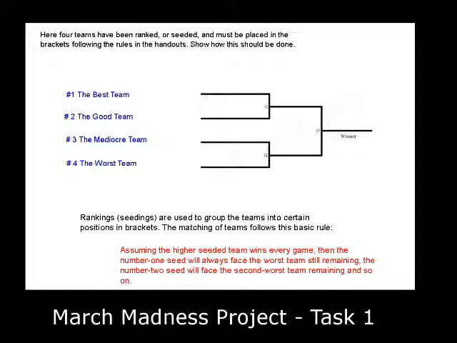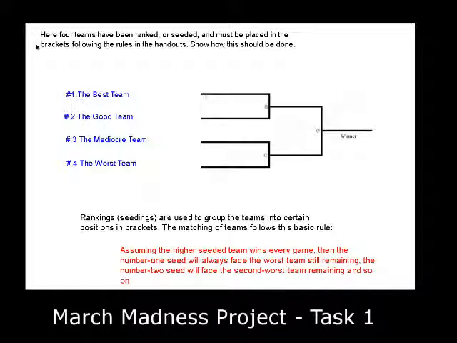If we assume that the higher seeded team is going to win every game, then the number one seed will always face the worst team still remaining. The number two seed will face the second worst team remaining, and so on. And it's very important that you understand that this rule is going to persist through the entire tournament. So we'll start with a very basic situation.